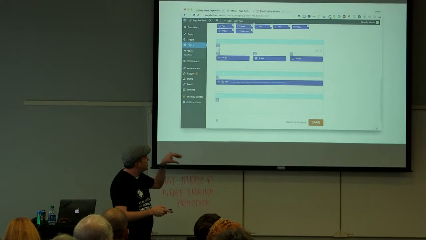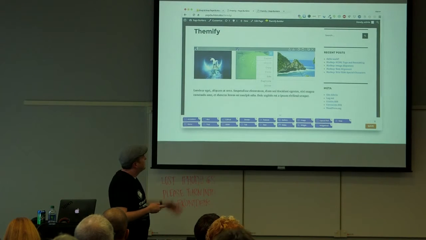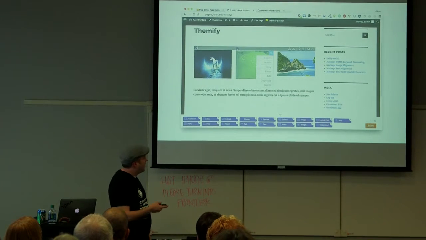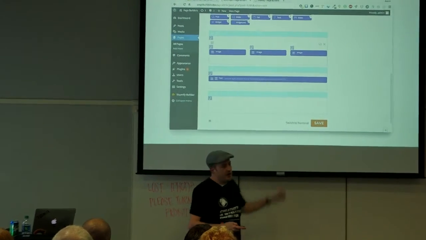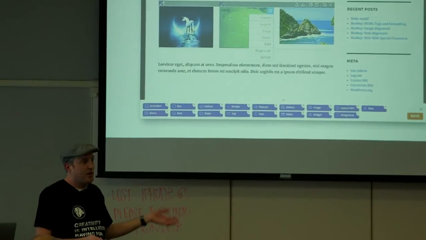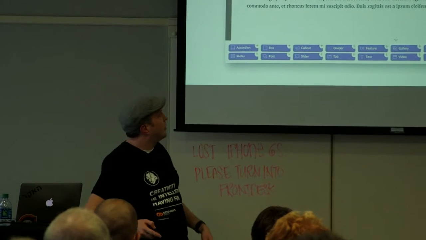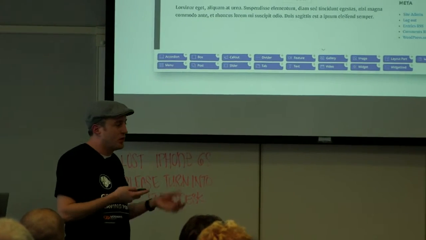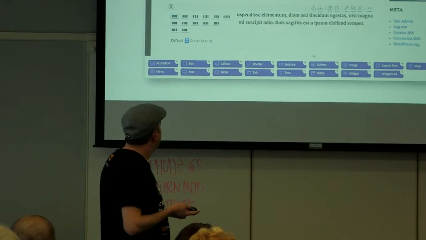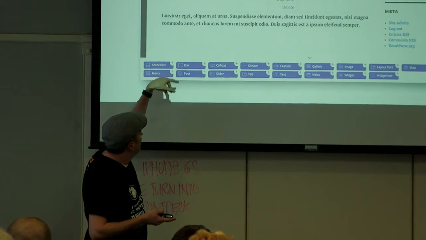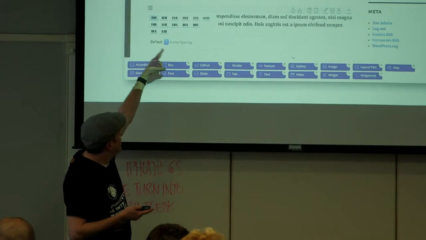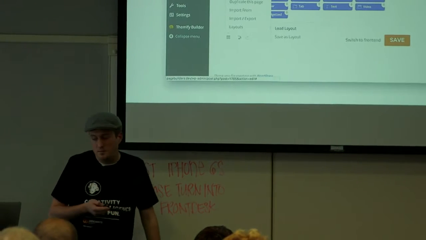I have image, image, image, text. And it looks like this. And then down here, switch to front end. You can do it all on the front end, too. So you can more so see what you're doing real time. So if you click and edit this, you can change how many rows you want, stuff like that. It has layouts.